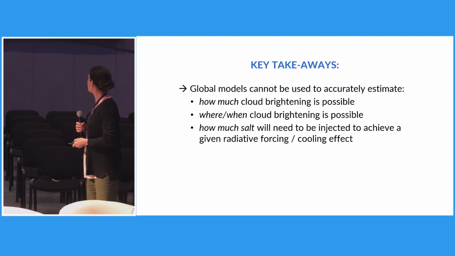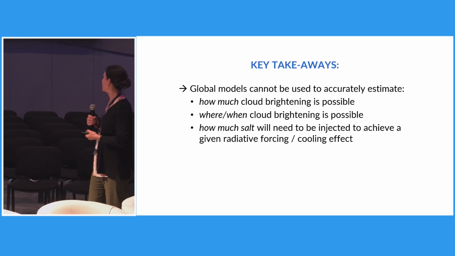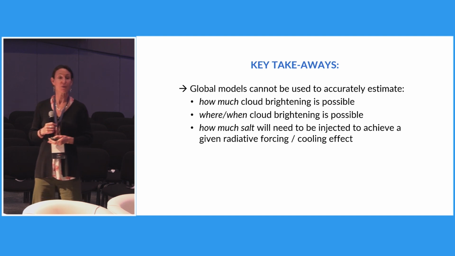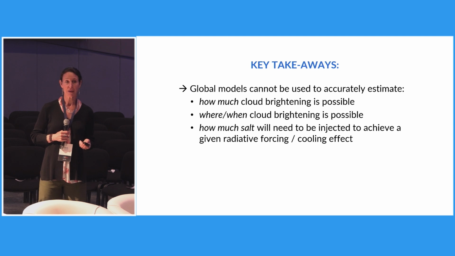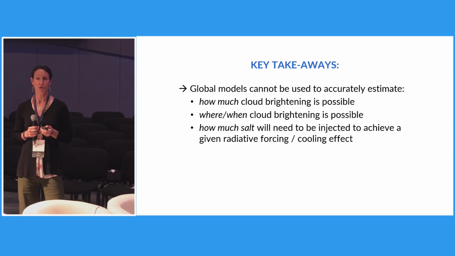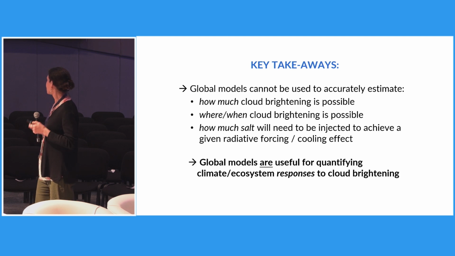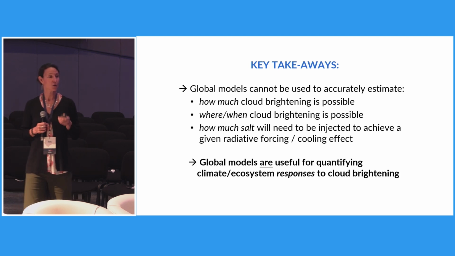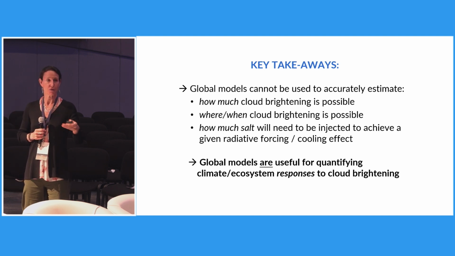The key takeaways I want you to get from all of that, which was a little bit of a fire hose of information, is that you can't use global climate models to determine how much cloud brightening is possible, where it might be possible, and how much sea salt would be required to produce a certain amount of forcing from marine cloud brightening. But the global models are really useful for what they're built for, which is quantifying how the climate would respond to a given amount of cloud brightening in a given region for a given duration.